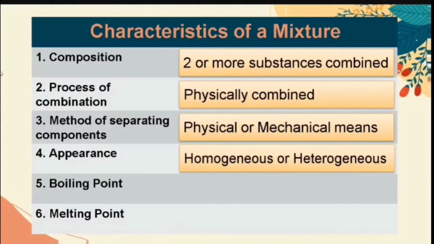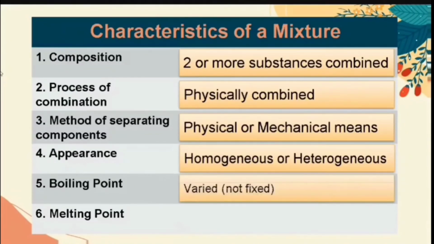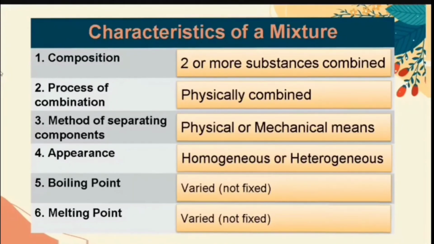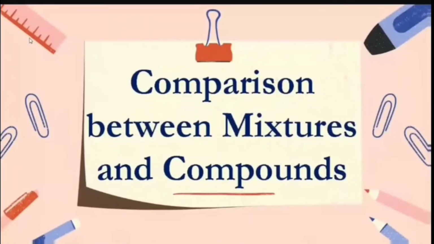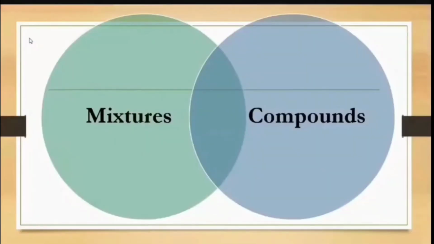Number 4. Appearance. The appearance of a mixture can be homogeneous or heterogeneous. 5. Boiling point. A mixture's boiling point is not fixed or varied. Number 6. Melting point. The melting point of a mixture is varied or not fixed. Comparison between mixtures and compounds. To compare the mixtures with compounds, we will be using the Venn diagram.